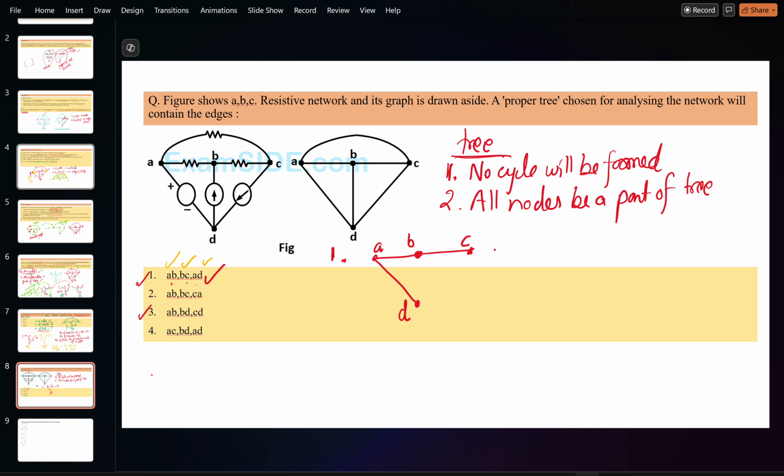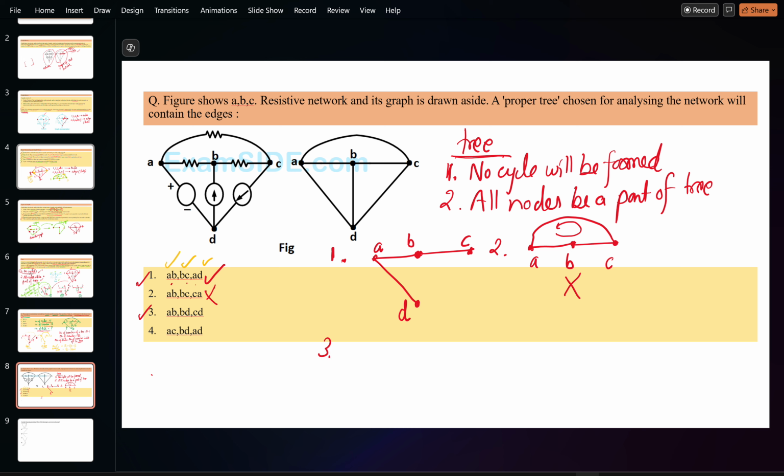Okay. Let's go to the second option. It is saying AB, BC and also CA. CA is like this. So this is A, B, C. So now here the cyclic formation is there. So this is not a tree. So the second option is not correct.